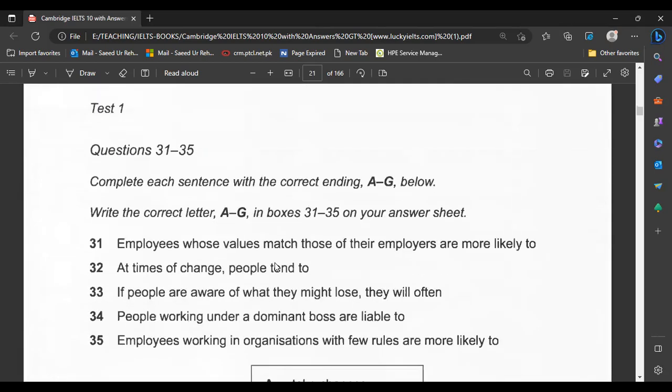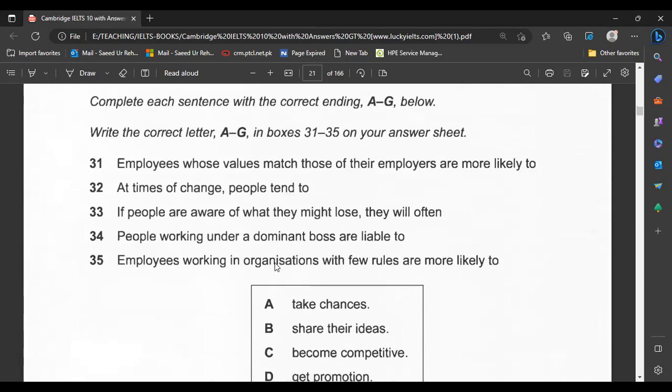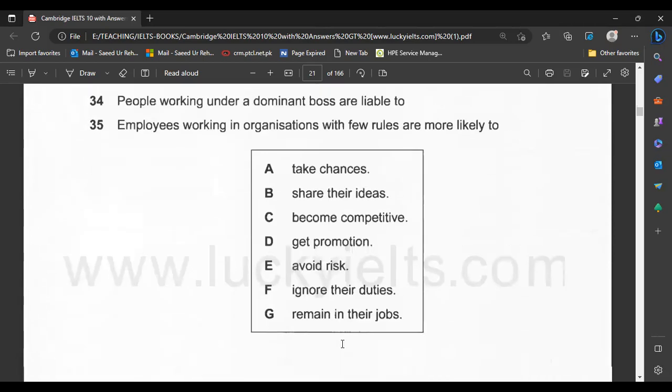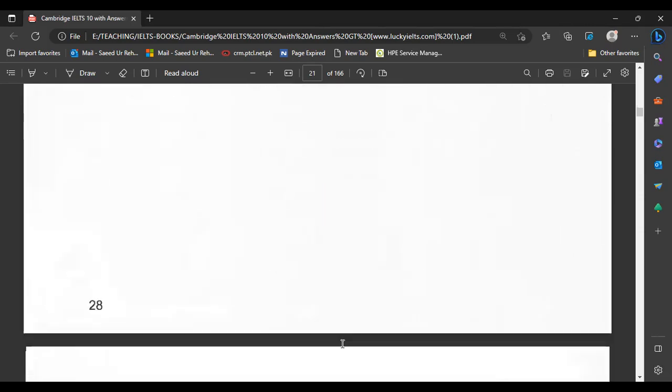Then there are some further questions. These are complete each sentence with the correct ending A to G. So you will use the skimming technique here. Imply whose values match those of their employees are more likely to... So there is the first part of the sentence, and you will move to the passage, find the keywords, and then decide what will be the ending of these sentences. Okay, so this will use your skimming technique.